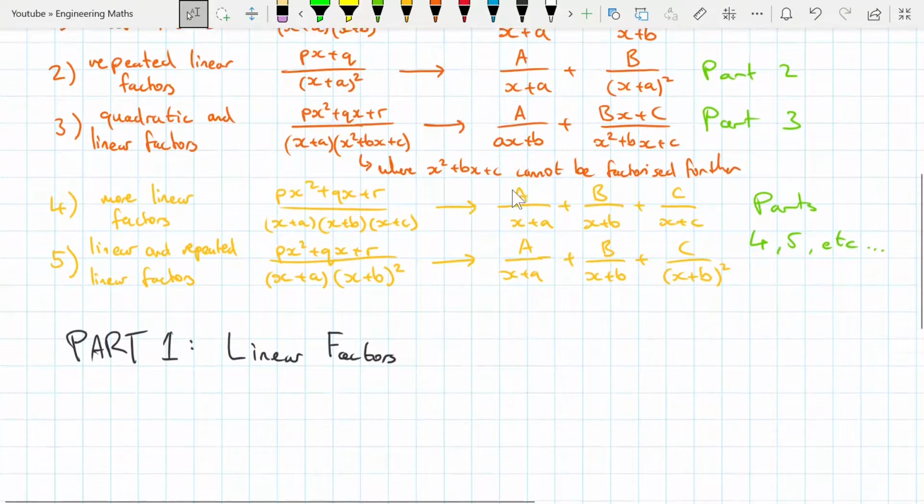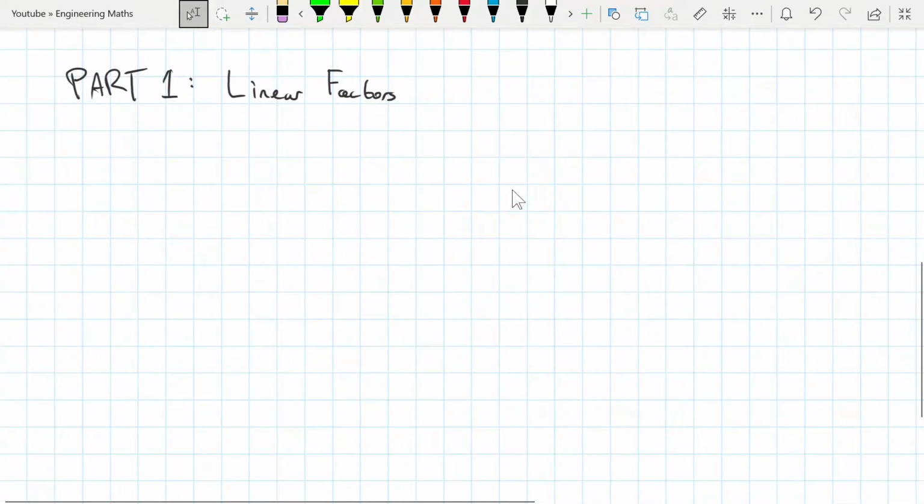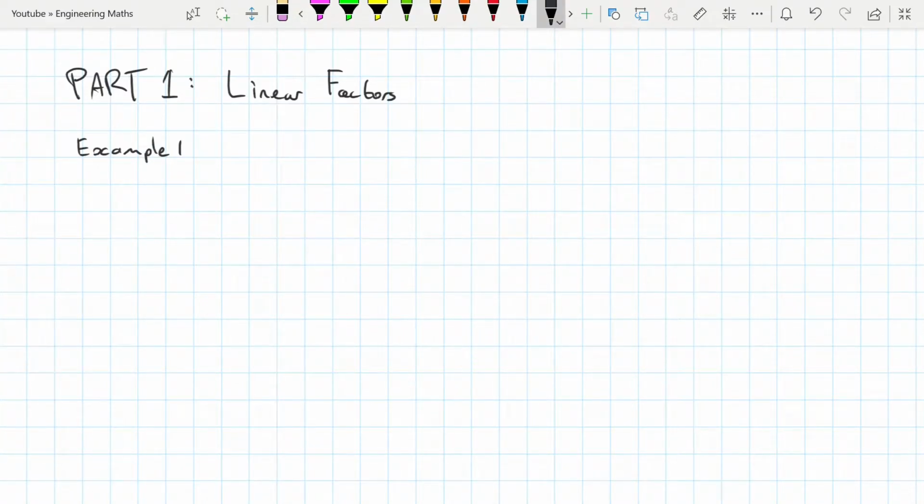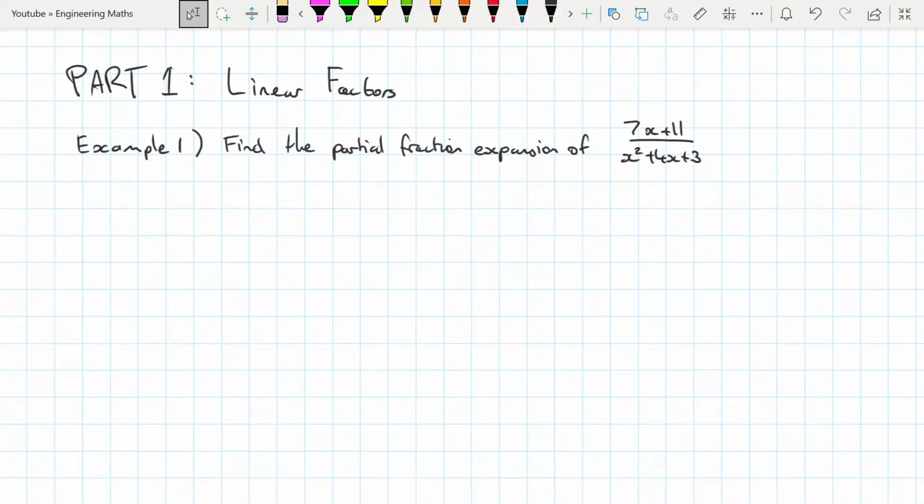Okay, so let's begin with part 1 on linear factors. In this part, we'll begin with an example that might look quite familiar. That's because this is exactly the same as the example that we used in the first introductory video. So how do we go about solving this?